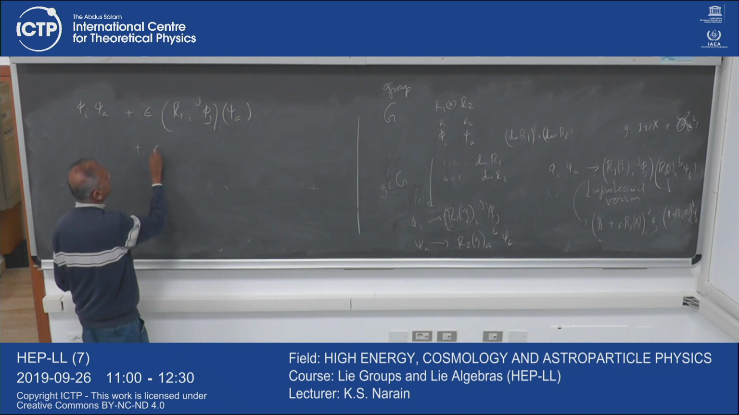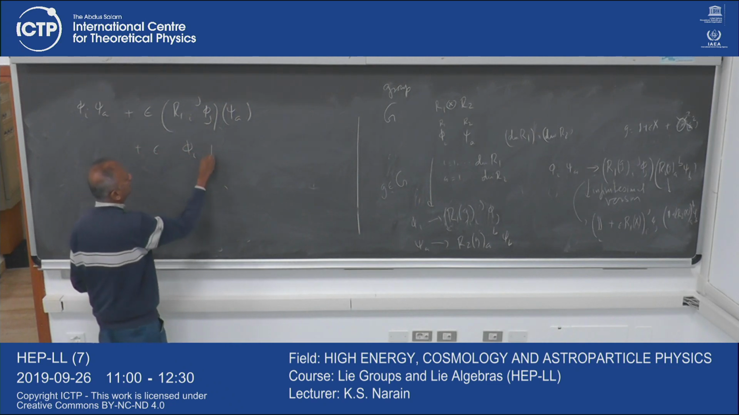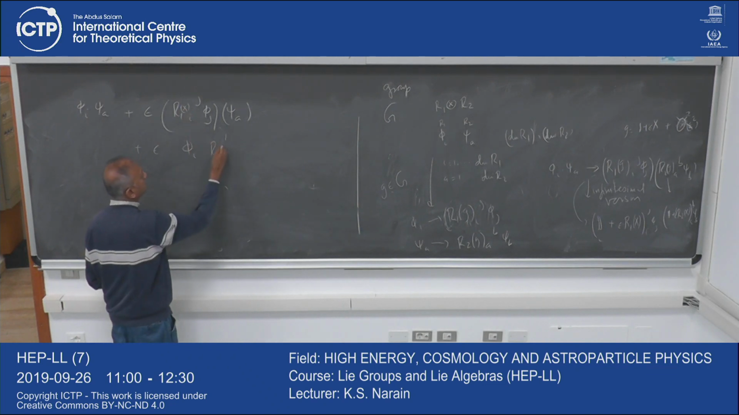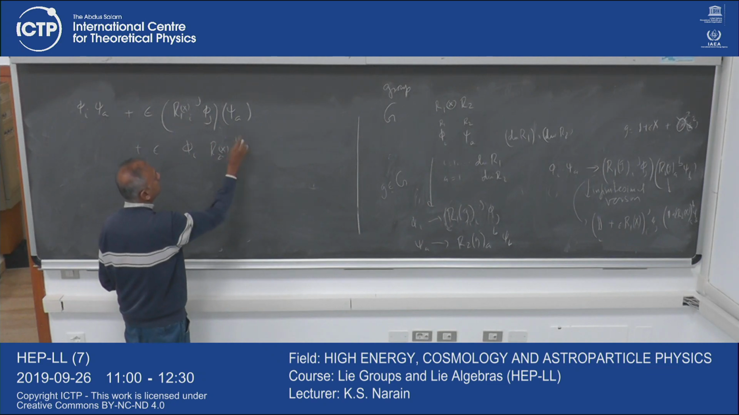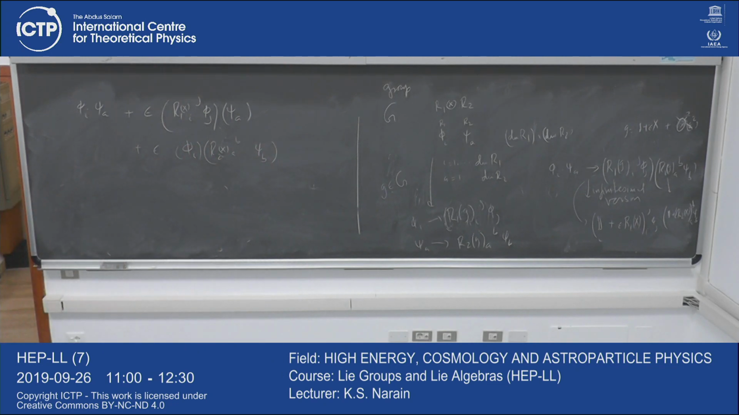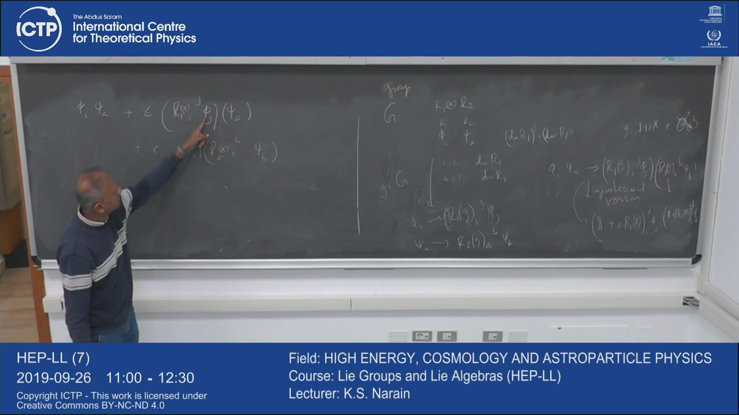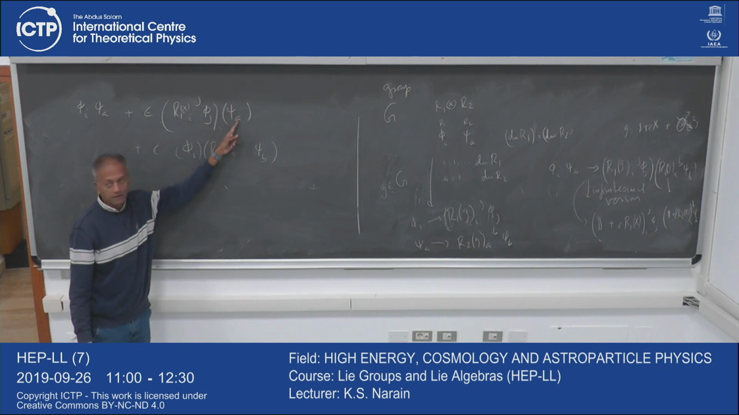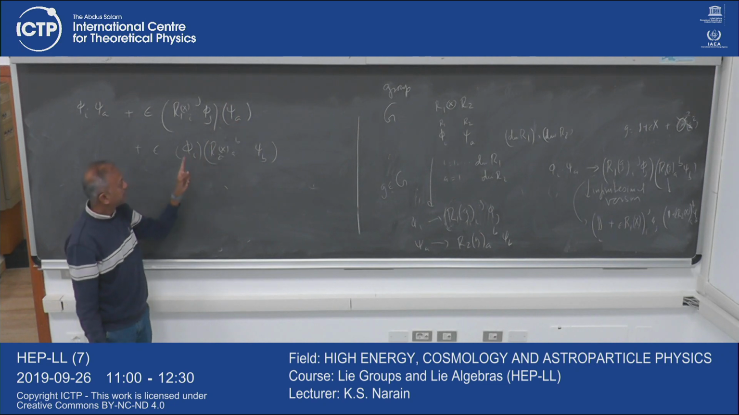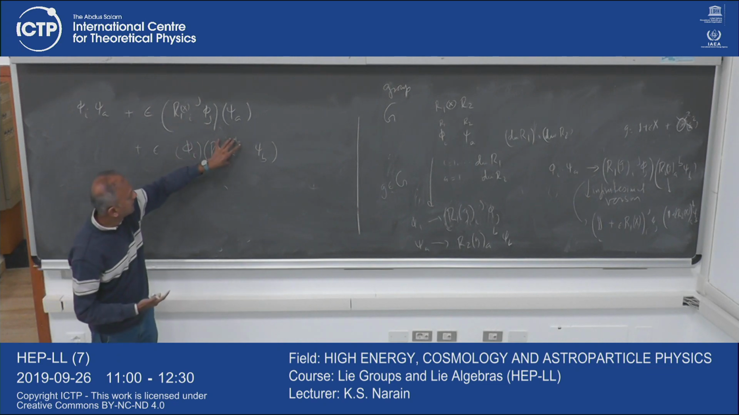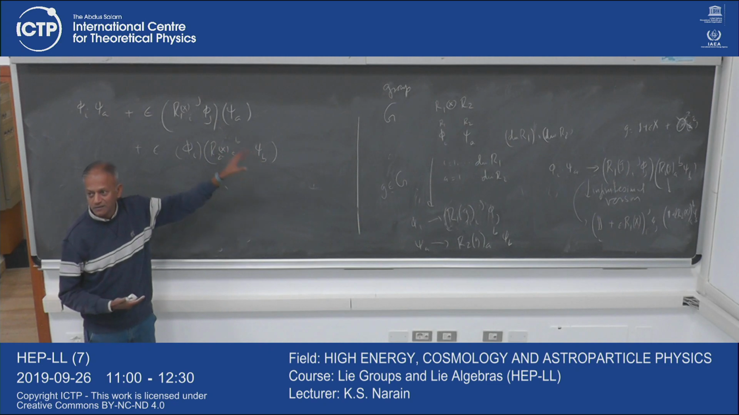Plus epsilon phi I R2AB psi. So what has happened here is additive. At the level of Lie algebra, it is additive. The Lie algebra element acts on one of them, and at that time it doesn't act on the second one. Plus another term where the first one has no action, just identity, and the second one is acted on by a Lie algebra element. So the action is additive.